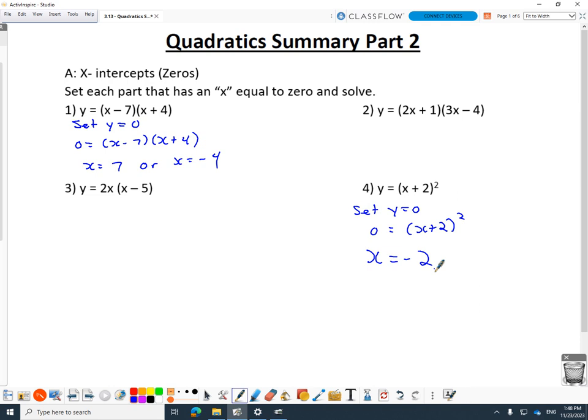Now I'm going to go after the next easiest one, which is this one. If I set y equals 0, one of the answers is easy. I need a number that when I subtract 5, I get 0. What number do you subtract 5 from to get 0? 5. So that one's x equals 5.